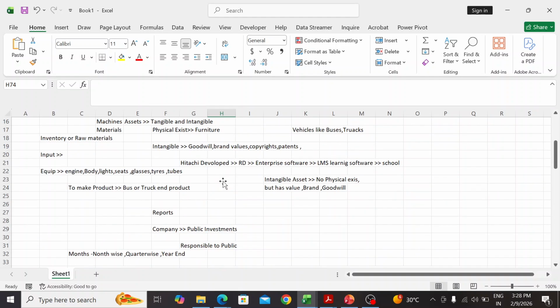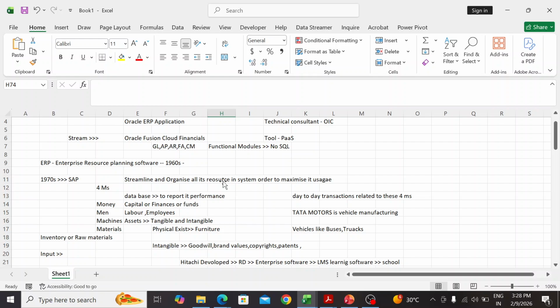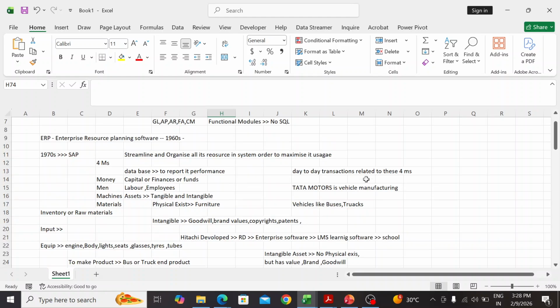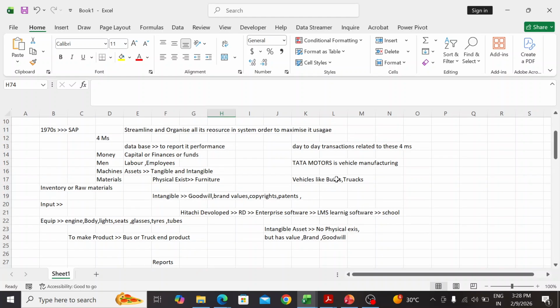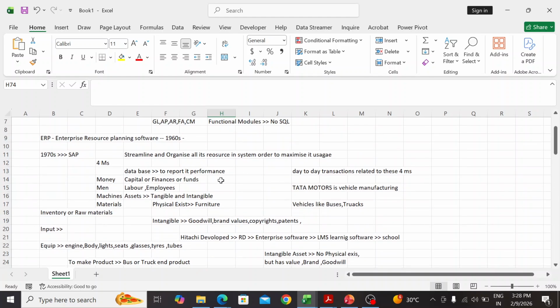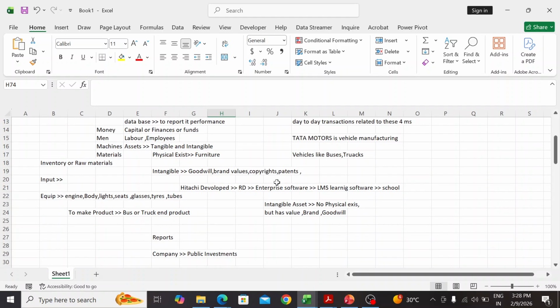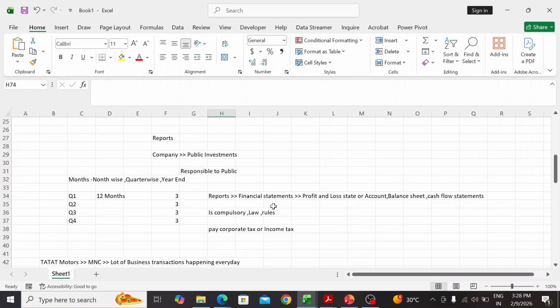Is there anything you want to discuss here? Yeah, please. When will auditing happen? Auditing happens only after preparation of, let me show you where it is. This is our financial statements. Auditing happens where accounting ends.